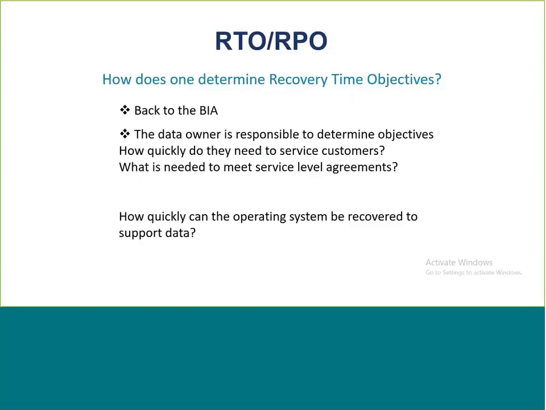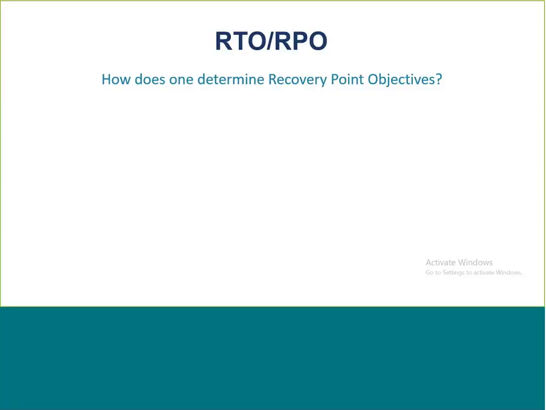Now, here's the other point. IT should determine requirements to support. So if the data owner says, well, we need to have this data recovered to this point and for this application, now IT needs to make it happen, and they need to consider, okay, what's the operating system, what application do I need to bring back so I can restore the data, and so then that starts becoming IT's responsibility. Determine the requirement to support. How quickly can the operating system be recovered to be able to restore the data? How does one determine the recovery point objectives?